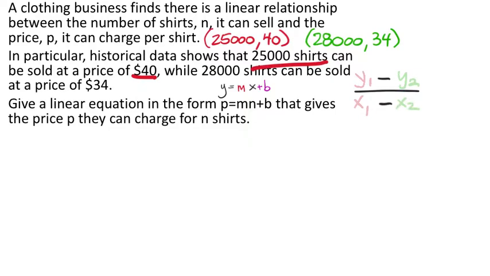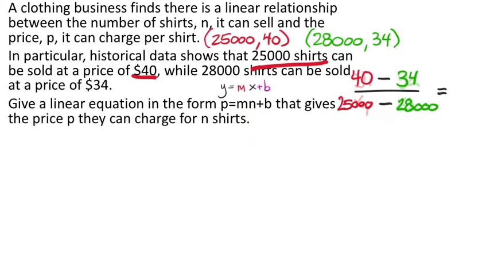They're given to us. The first y value is 40, and the first x value, 25,000. I have to write this kind of small. And then for the second ordered pair, the y value is 34, and the x value is 28,000. So again, keep in mind, it doesn't matter which order you put these in, as long as corresponding values are above and below each other.